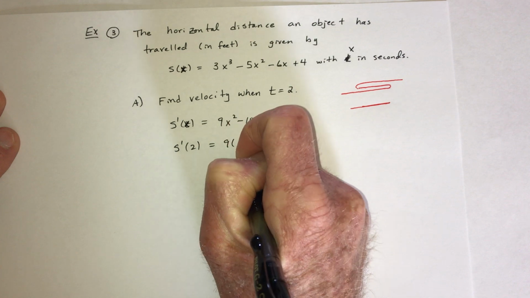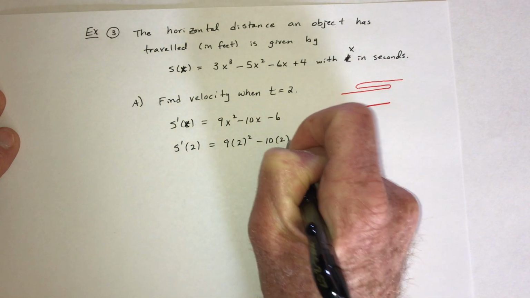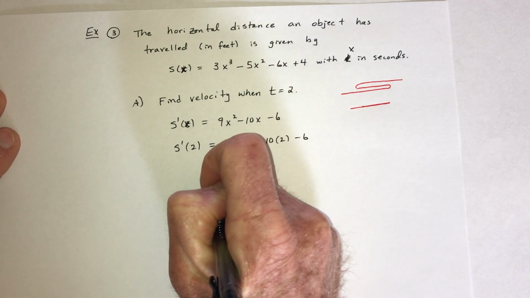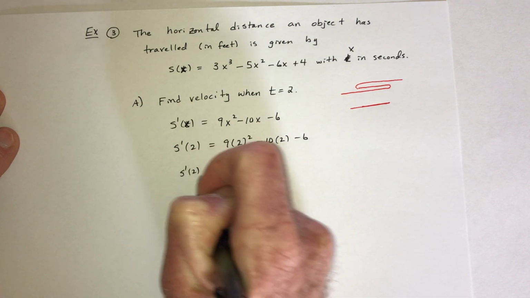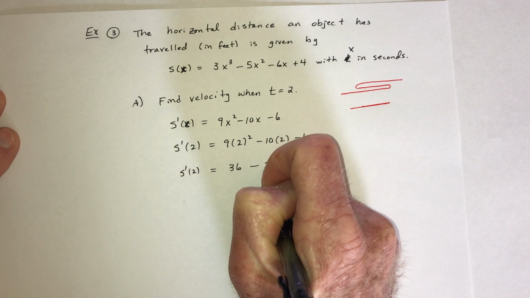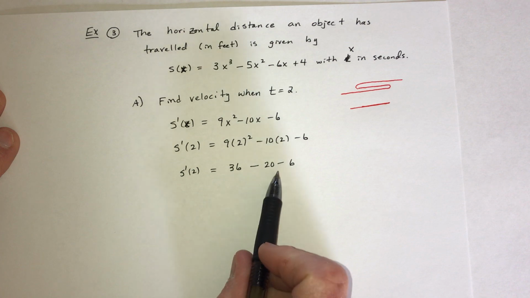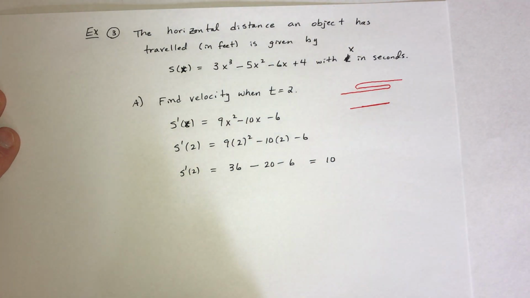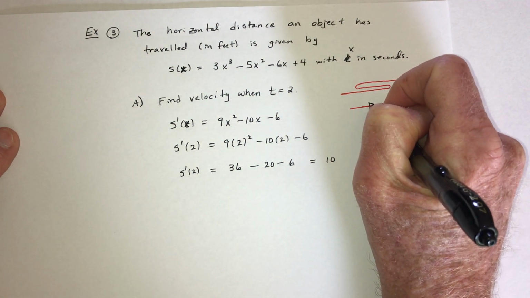So that'll be 9 times 2 squared minus 10 times 2 minus 6. How much is that? So it's going to be 9 times 4 is 36 minus 20 minus 6. So that would be 36 minus 26, that's 10. So with this being a positive, that means it's going in the positive direction.